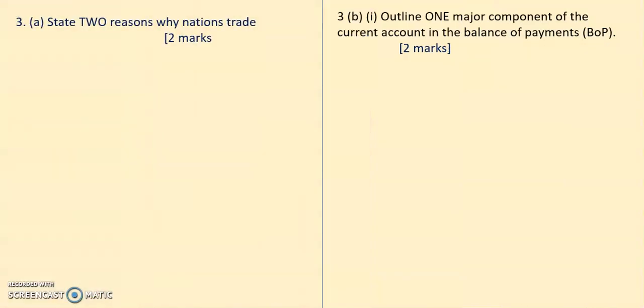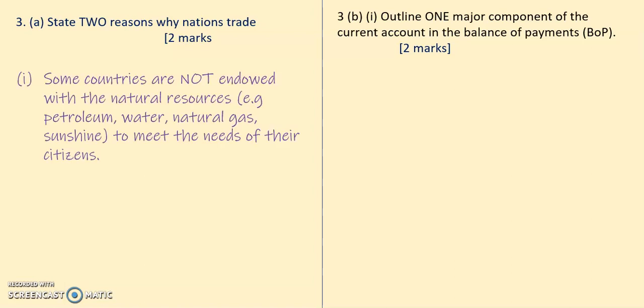All right, so the first question was to state 2 reasons why nations trade. Right, so we're talking about international trade. What we do know is that some countries are not endowed, in other words, they were not gifted with natural resources like petroleum, water, natural gas, even sunshine, to meet the needs of their citizens. So obviously they will have to buy them from somebody who has them.